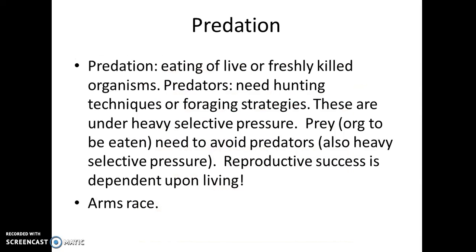The second type of interaction is called predation. Predation is the eating of live or freshly killed organisms. Predators need hunting techniques or foraging strategies, and these are under heavy selective pressures because if they cannot eat, they will die. Prey, organisms that are to be eaten, need to avoid predators, which is also under heavy selective pressure because if they are eaten, they die. So reproductive success is dependent upon living, which sounds so silly, but it's so true. It is basically an arms race.